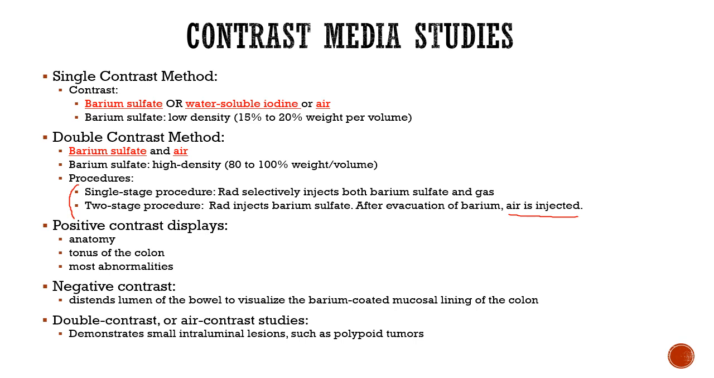The positive contrast, whether we use barium sulfate or water-soluble iodine, is going to display anatomy, the tonus of the colon, and most abnormalities. The negative agent, which is the air, is going to distend the lumen of the bowel to visualize the barium-coated mucosal lining of the colon. Double contrast or air contrast studies demonstrate small intraluminal lesions such as polypoid tumors.